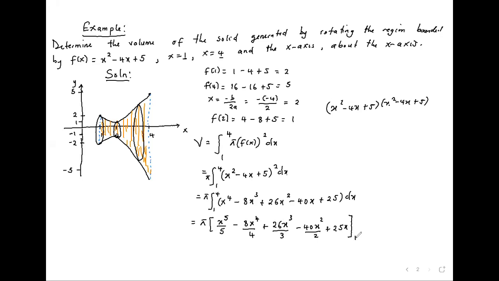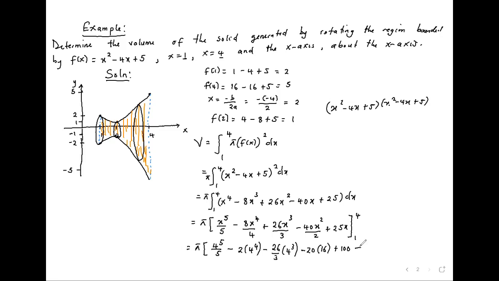You want to substitute from 1 to 4. And to substitute, I just simplify inside. So we get pi, and then 4 to the power 5 over 5, minus 4 into 8, that is 2, and then 4 power 4, minus 26 over 3, and then 4 power 3, minus 20 when you do 2 into 40, and then 4 squared is 16, plus 25 by 4, that is 100.